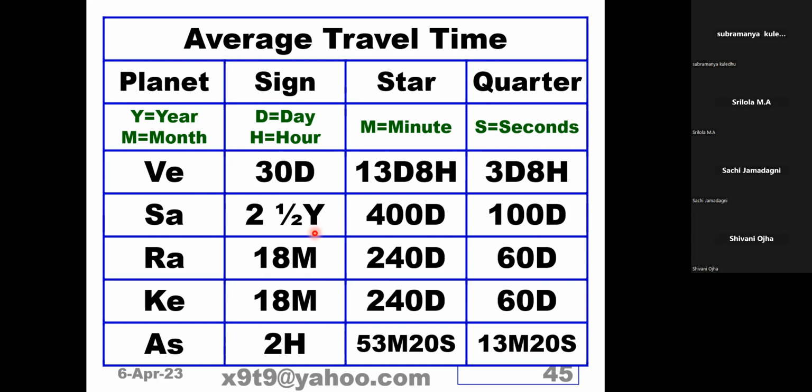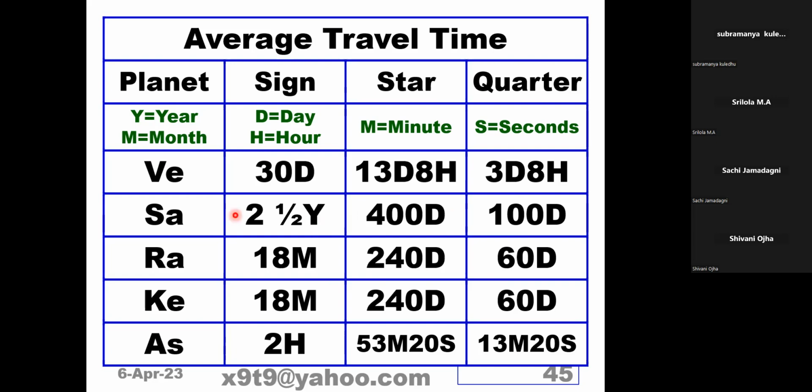So take 1 year as 360 days. 2 years is 720, plus half year is 180. So 180 plus 720 is 900 days. So divided by 9, one pada needs 100 days. So one nakshatra is 400 days, 4 times. You're able to follow? Yes. So to travel through one nakshatra or one star, he takes 400 days.